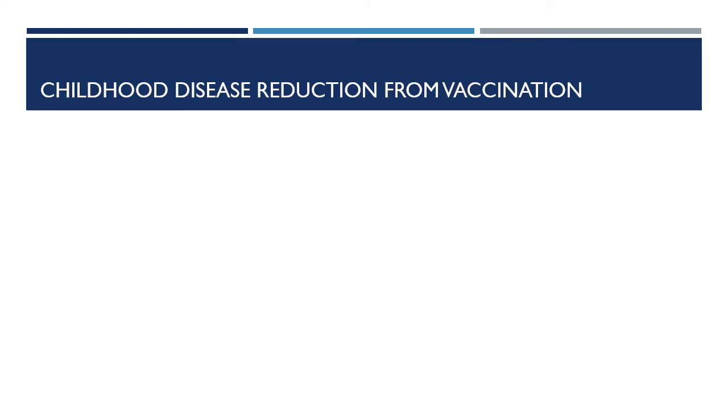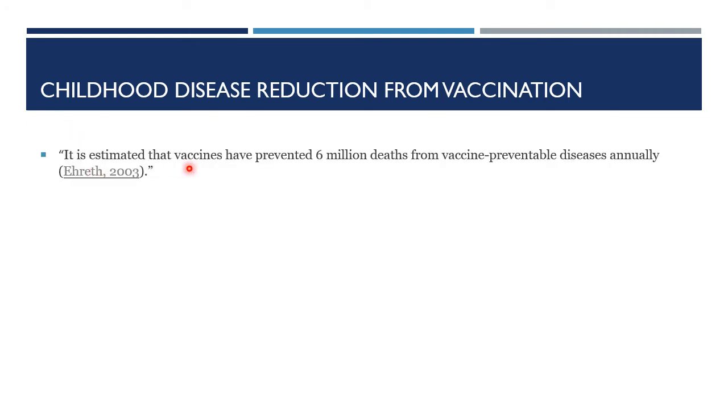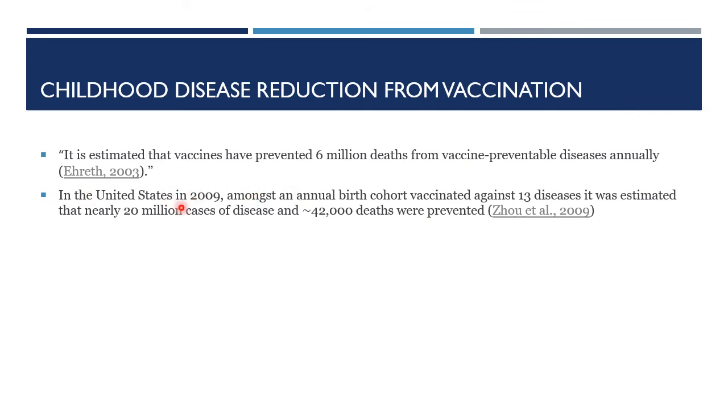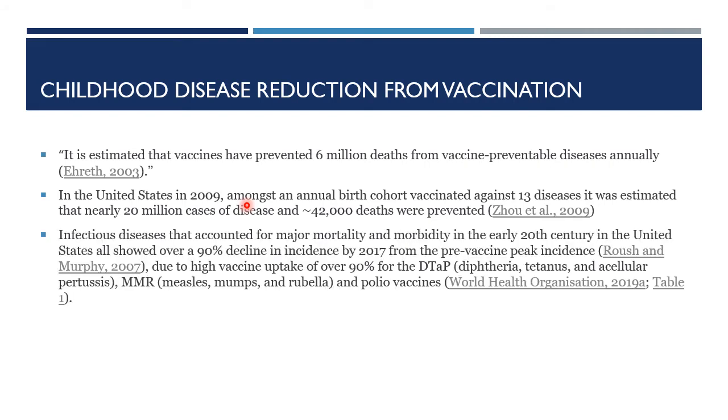A few fun facts here. It's been estimated that vaccines have prevented 6 million deaths every year. Also, there was a specific study in 2009 on a birth cohort that estimated that nearly 20 million cases of disease and 42,000 deaths were prevented. So it's really helpful to see when the numbers really pan out. Overall, the diseases that were the big bad guys throughout the 20th century, wreaking havoc in the form of major disease and death, had declined 90% by 2017.